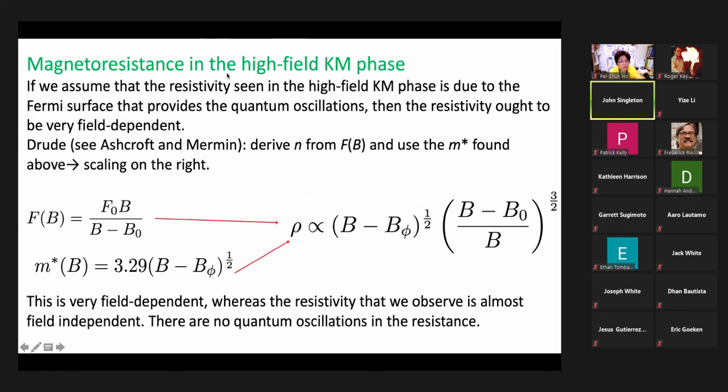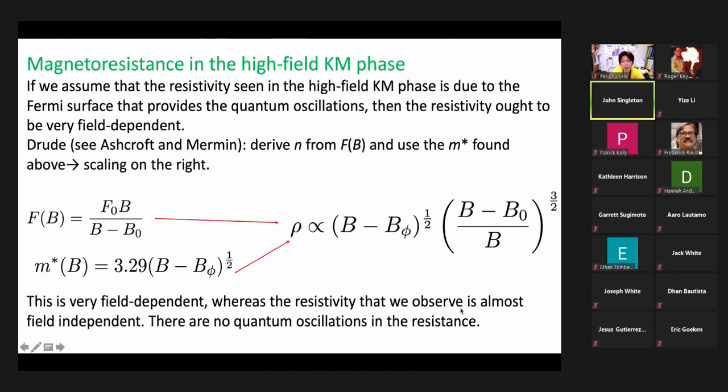So let's have a look. If the magnetoresistance in the high field condo metal phase were due to these quantum oscillation producing particles, it would be very field dependent. For a start, we have the frequency, which is going down as the field goes up, which means that there are less and less of these things as we go to high fields. So the resistance should go up. Also, the effective mass is changing as a function of field, which I got from those fits back there. So the resistivity would be really quite field dependent in this condo metal phase if it was due to the same fermions that are giving the quantum oscillations.